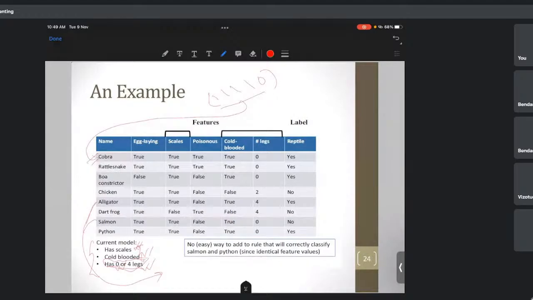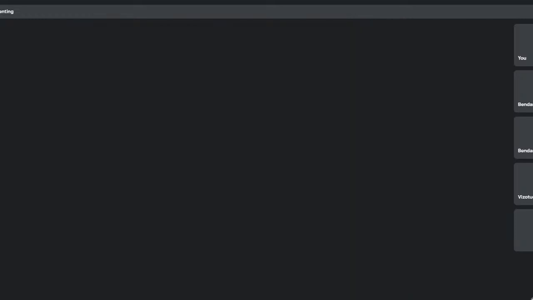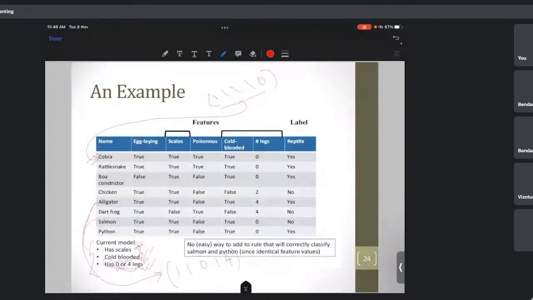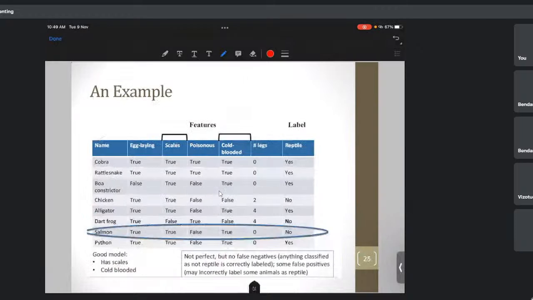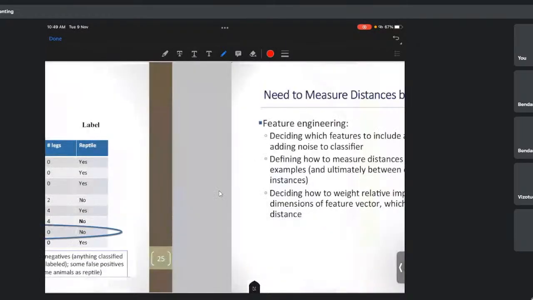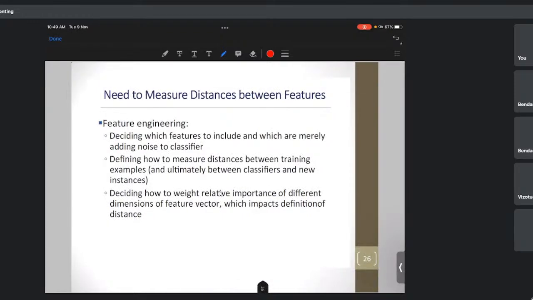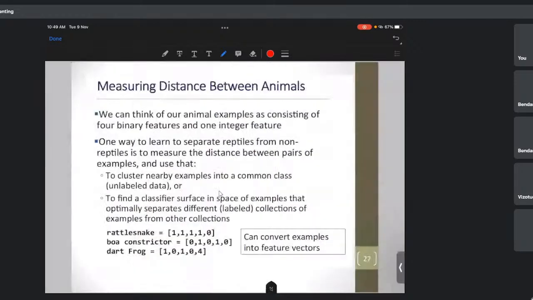Then we try this model: scales 1, poisonous 1, cold-blooded 1, legs 0. This is the vector that will be associated with cobra. For salmon, this is not a reptile, so we will not consider it. For alligator, what will be the feature vector? It will be like 1, 1, 0, 1, 4. So you can see that we can associate a vector with these features. These vectors are called feature vectors.